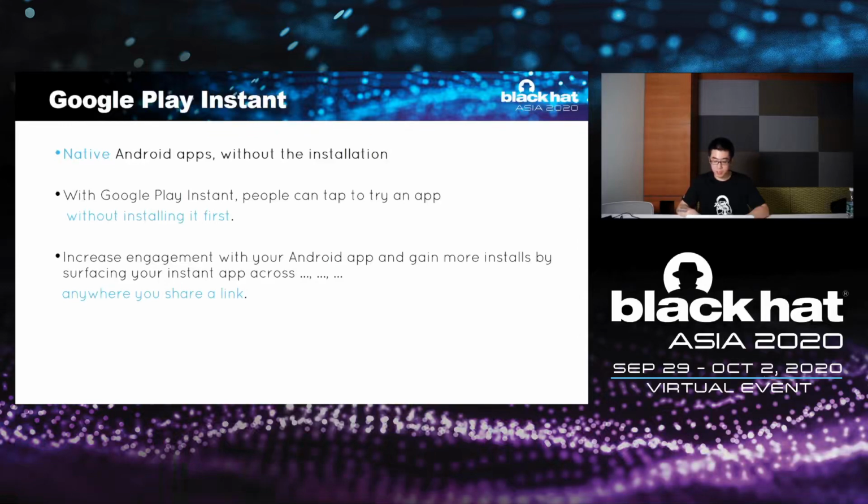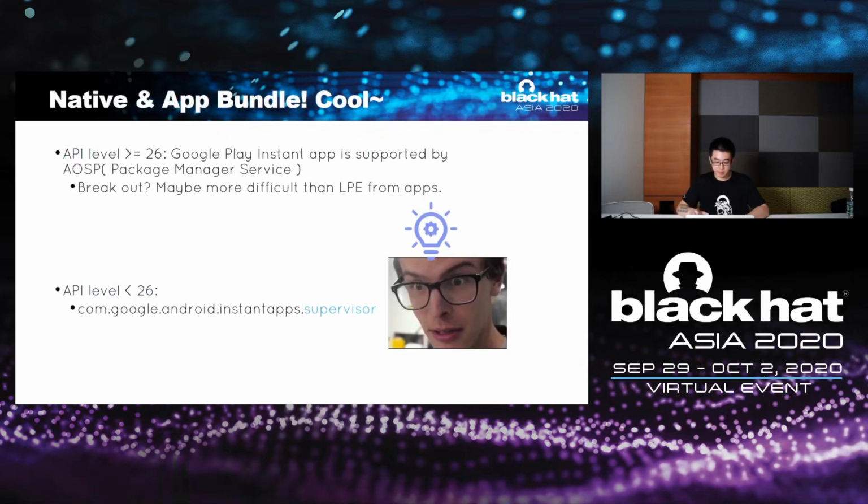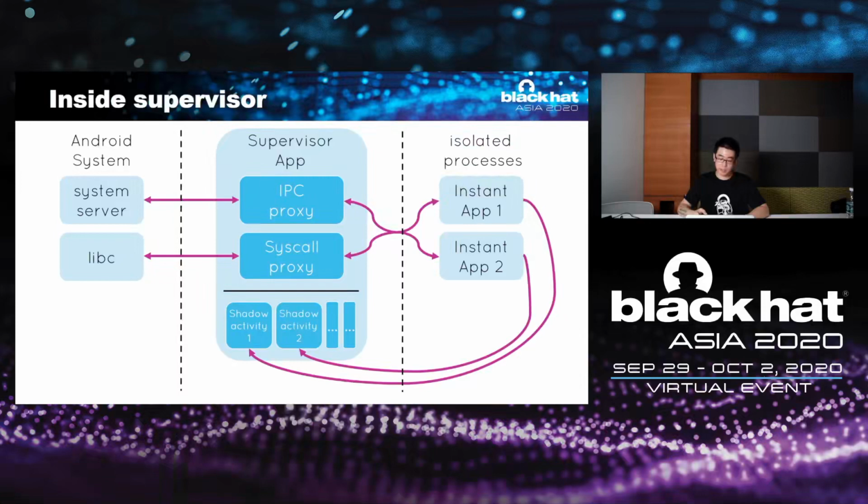Native apps without installation, and you can use it anywhere you share a link. By reading the document, I learned that the instant app is a real native Android app based on the app bundle publishing format. That's very cool. After reversing, I got the following conclusions. At API level greater than or equal to 26, Google Play Instant is supported by AOSP. Compromising it will be more difficult than local privilege escalation from app users. But to be compatible with versions below API 26, Google Play Services provides a package named com.google.android.instantapps.supervisor. That's pretty good. Let's go back to our familiar area and look at the inside of the supervisor.